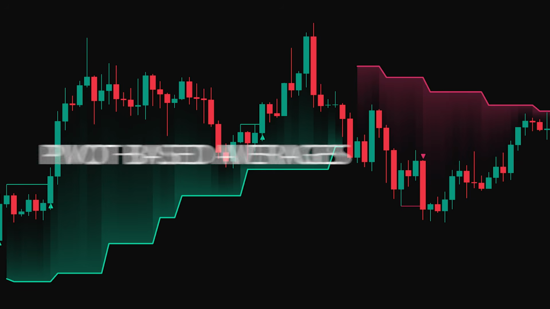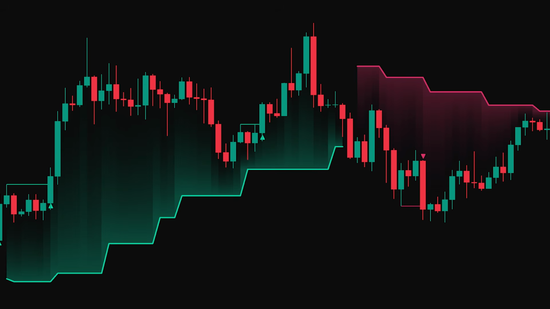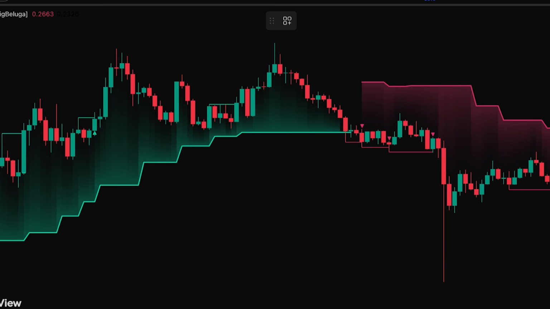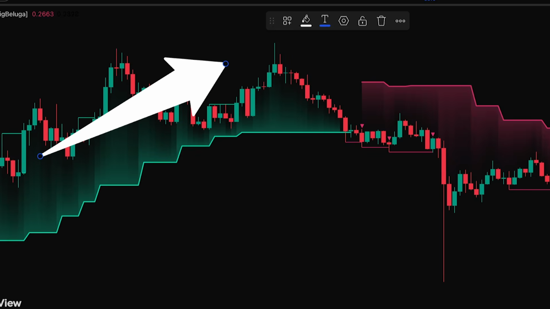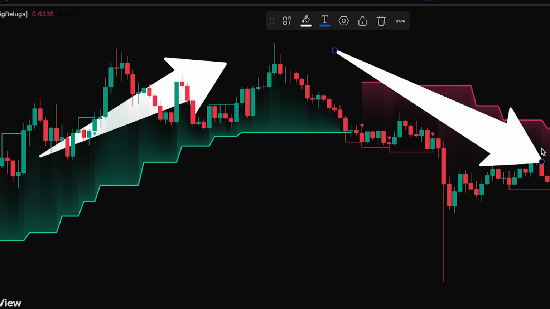Features: pivot-based averages. It takes the recent swing highs and swing lows, pivots, then averages them, creating two smooth levels, one from highs, one from lows. Trend state via crosses. When price closes above the upper average, trend turns green, bullish. When price closes below the lower average, trend turns red, bearish.